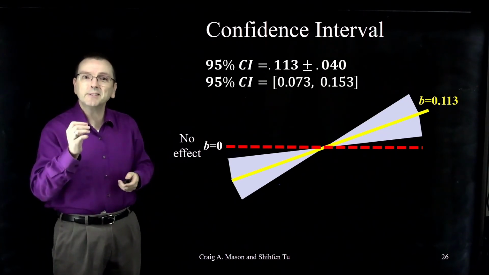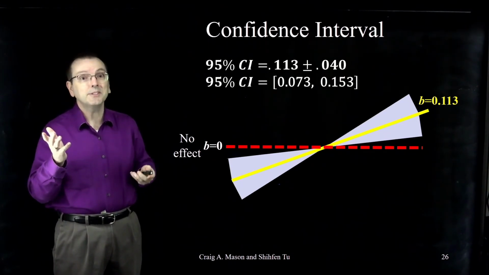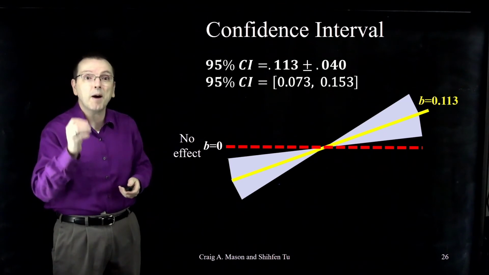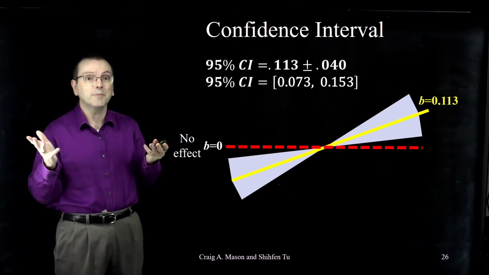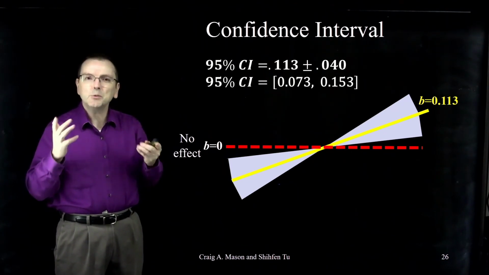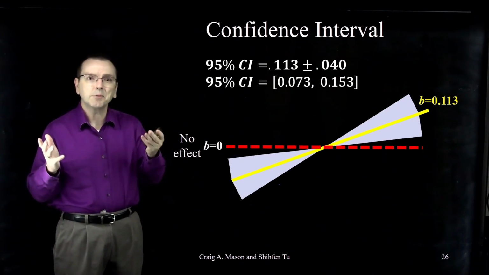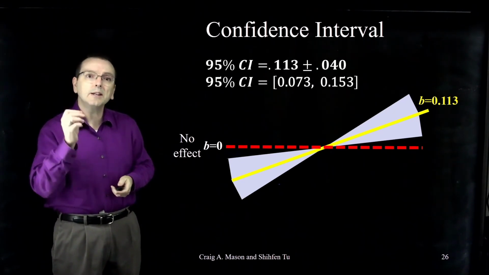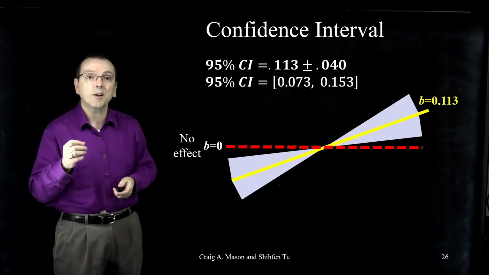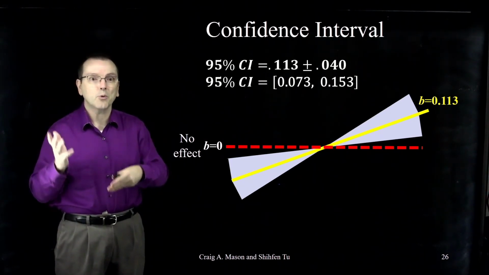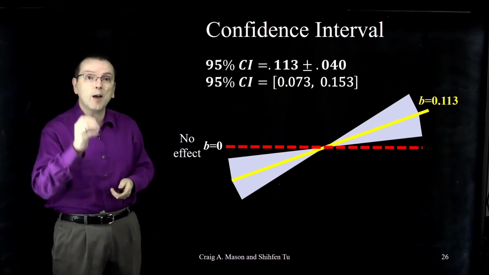That means we're also 95% confident that the null hypothesis value is not true. This is why an alpha of 0.05 and a 95% confidence interval will lead to the same conclusions regarding whether to reject or fail to reject the null hypothesis.